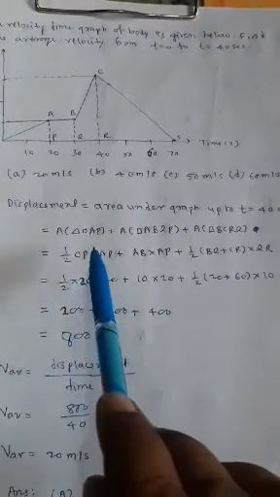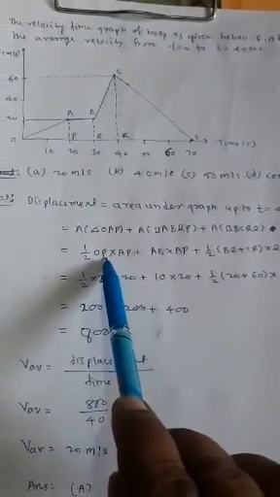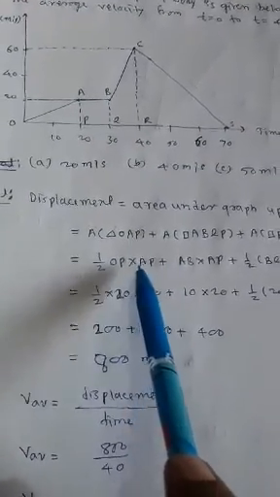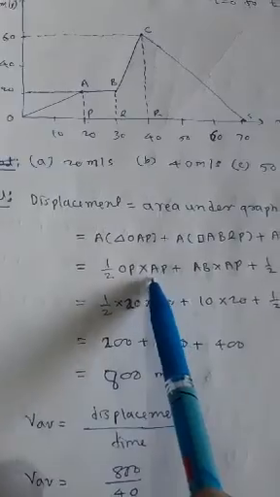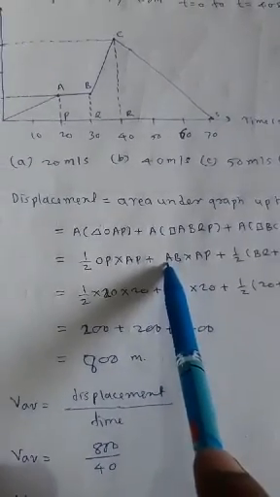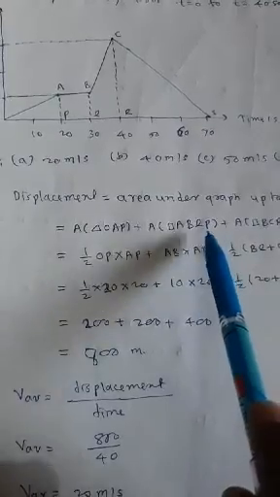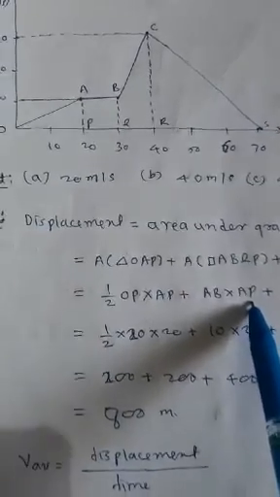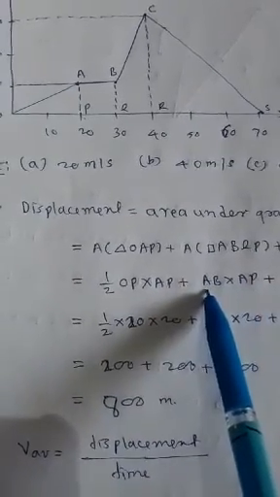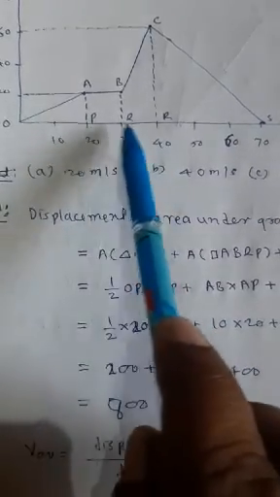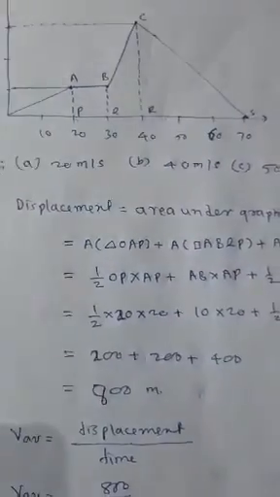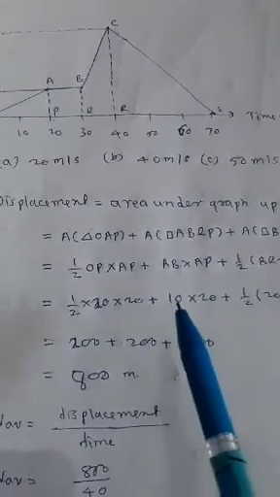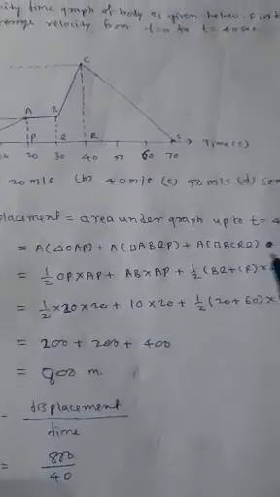We can write half as it is. OP, what is the distance? OP is 20, see from the graph. OP is 20 into AP is again 20, plus area of quadrilateral ABQP, means rectangle AB into AP. The value of AB is 10, 30 minus 20 means 10. This distance is 10, into AP, this distance is 20. Therefore, we can write 10 into 20, plus half as it is.